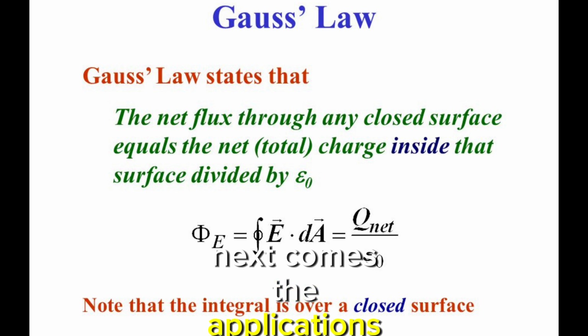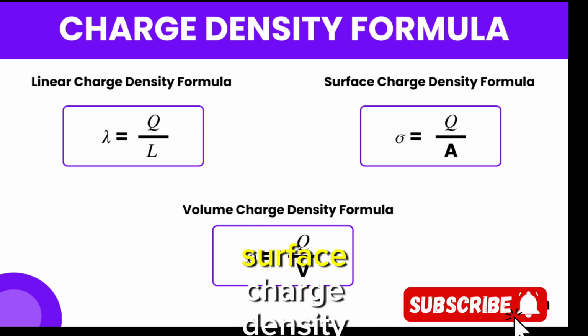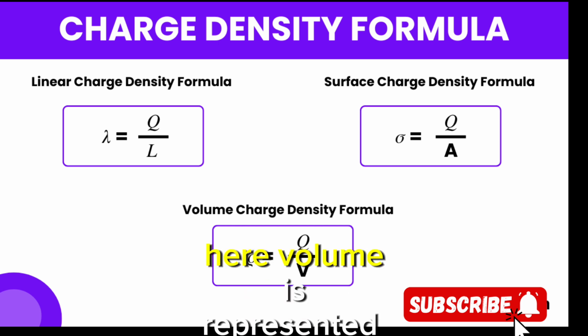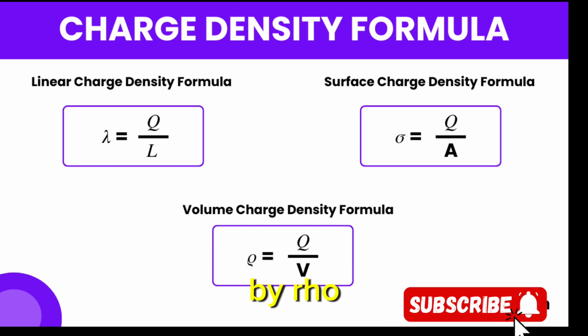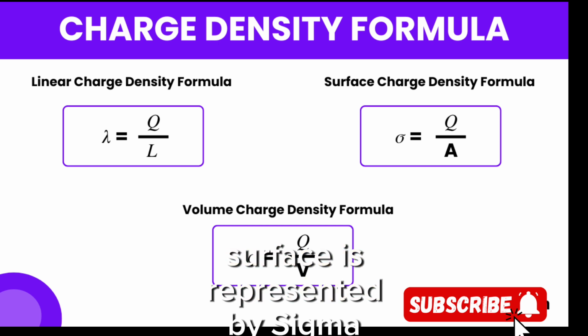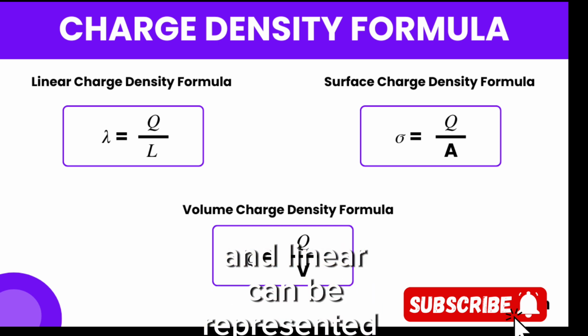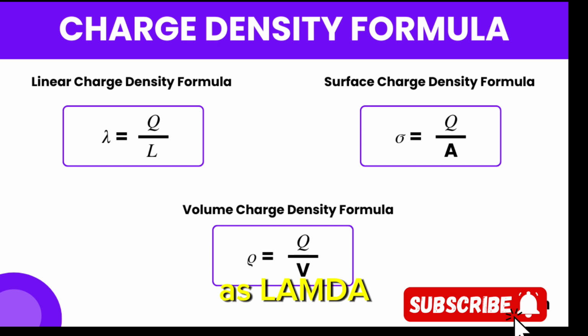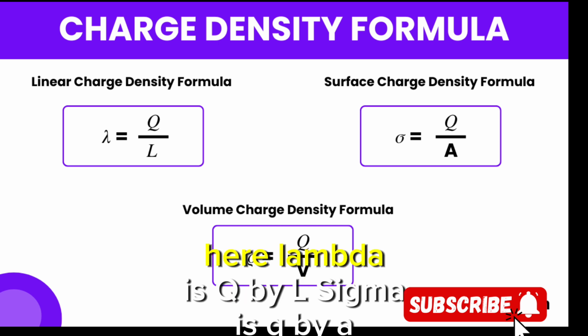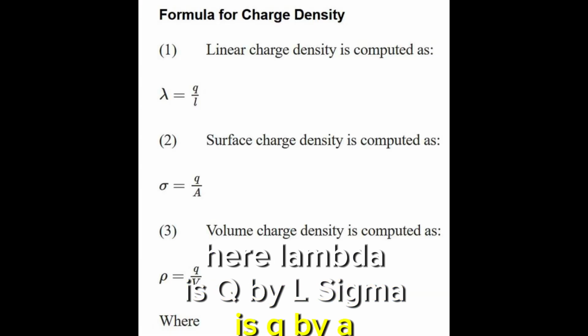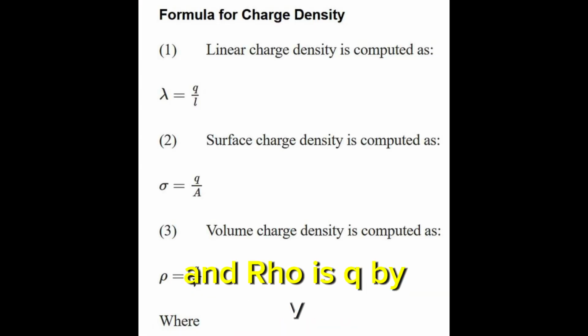Next comes the applications of Gauss's theorem. There are three types of applications: volume charge density, surface charge density, and linear charge density. Here volume is represented by rho, surface is represented by sigma, and linear is represented as lambda. Here lambda is q by L, sigma is q by A, and rho is q by V.